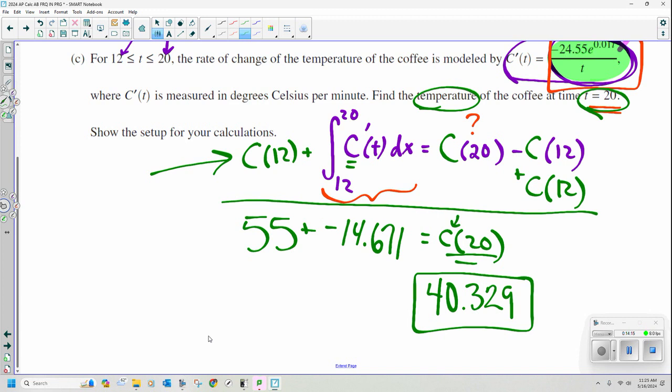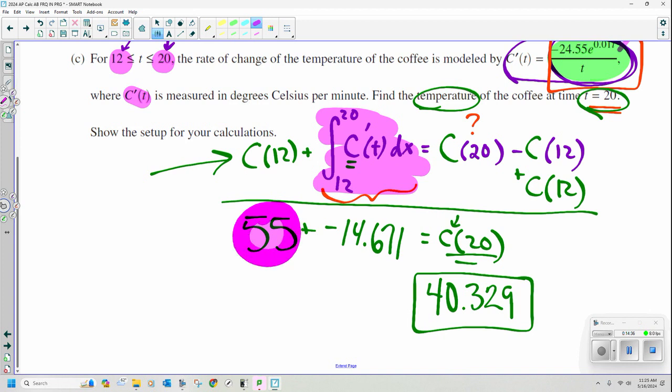There you go. So what was the one curveball? You can't forget that you needed to add this 55 to my integral. A lot of people see, oh, look, I have bounds. Okay, if I have the derivative and I want the original, I integrate. But don't forget, we didn't start at zero. We started with a temperature of 55 before it dropped another 14 degrees Celsius.